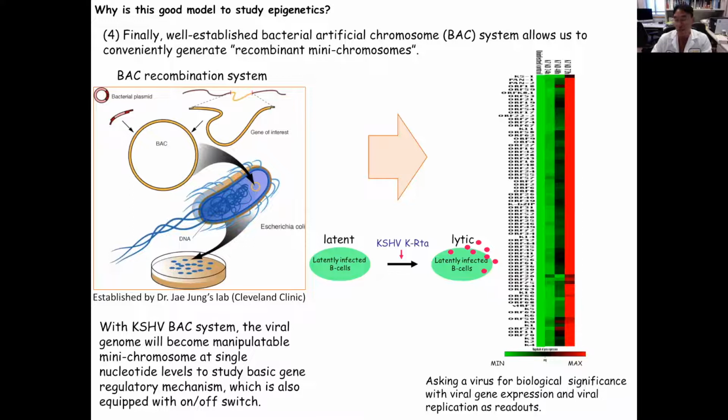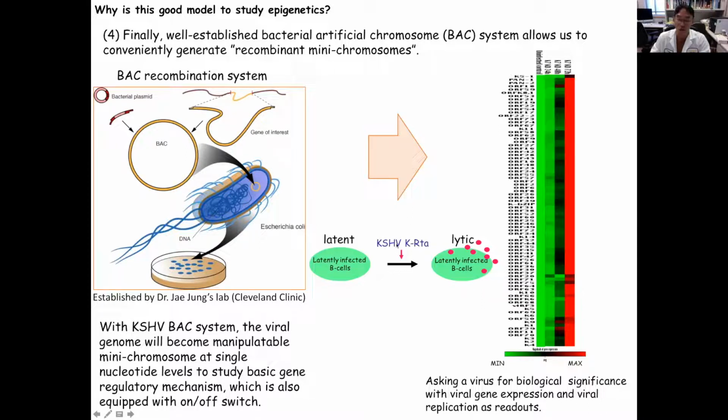Another exciting advantage is that we have a BAC recombination system. In this system, the entire KSHV genome is in bacteria, and we can manipulate the viral genome at single nucleotide resolution inside the bacteria. With the KSHV BAC system, the viral mini chromosome becomes manipulatable at the single nucleotide level to study basic gene regulatory mechanisms, and it is also equipped with an on or off switch, meaning a KRTA-inducible cell.